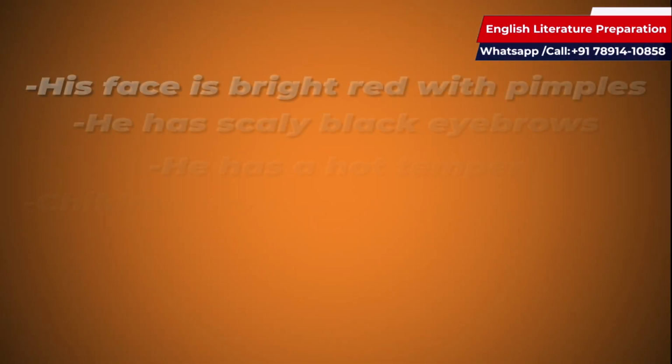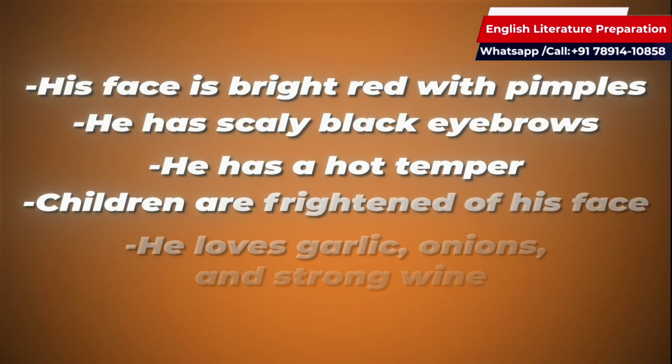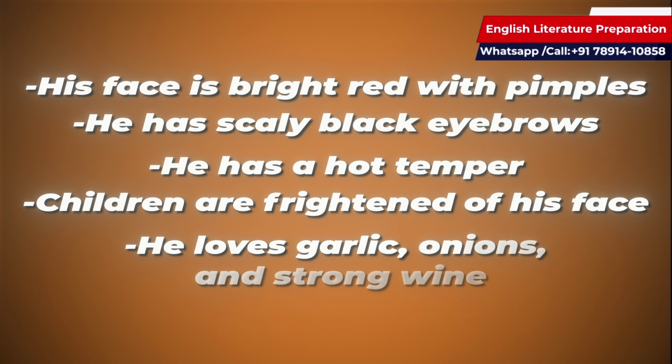As discussed, here we have a summoner who gets offended by the story of the friar. The summoner in the Canterbury Tales again is also not a very good man. He's a corrupt one. Also his face is bright red with pimples. He has scaly black eyebrows. He has a hot temper. Children are frightened of his face. He loves garlic, onions and strong wine.